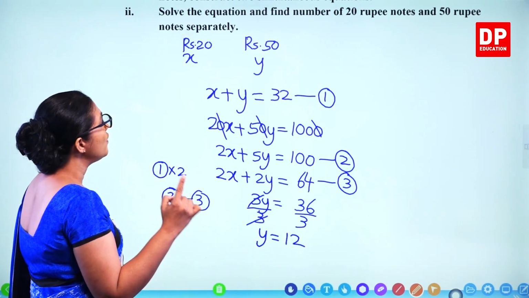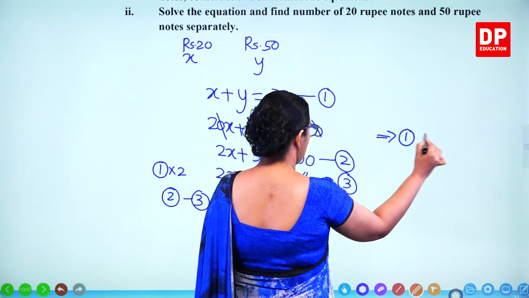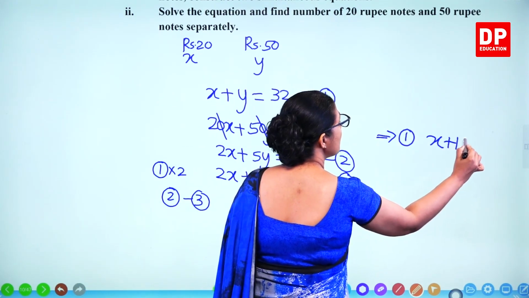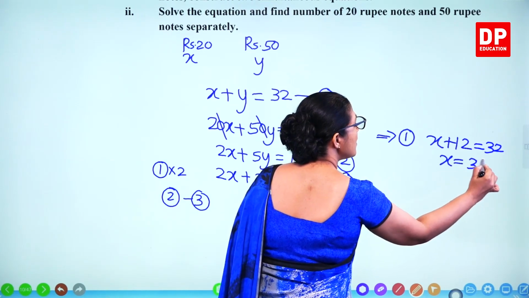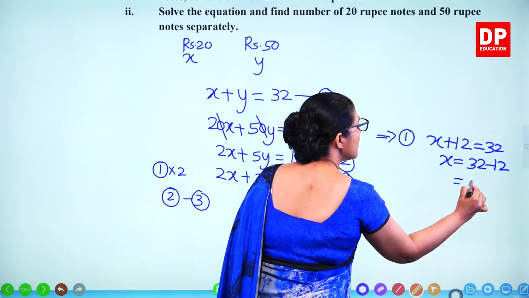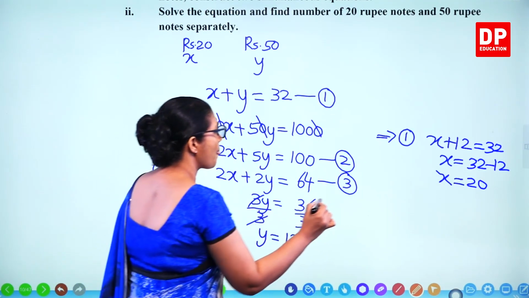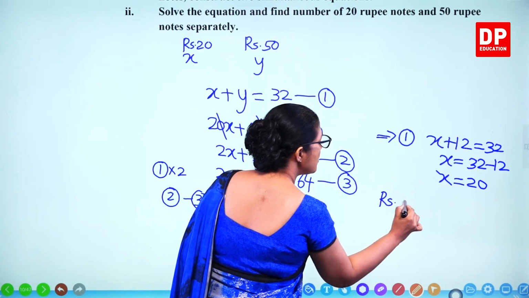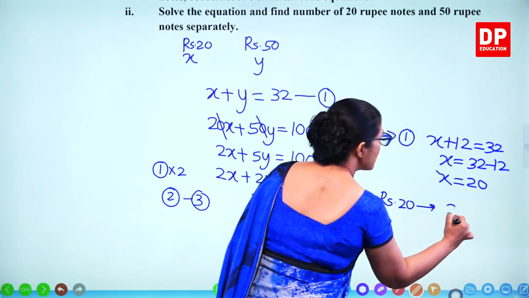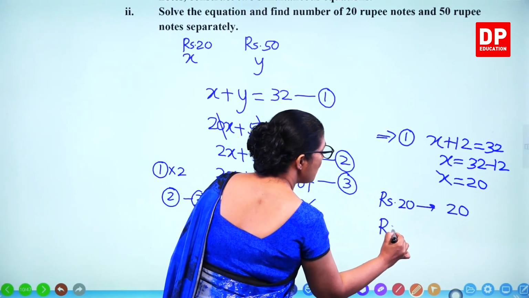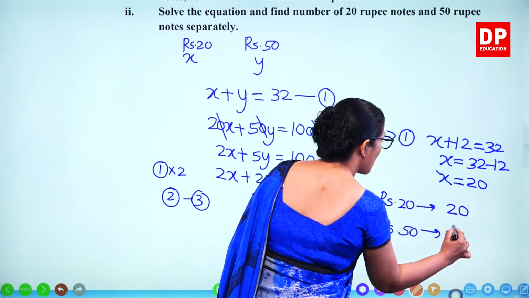Y is 12. So we'll take the first equation and substitute. X plus 12 is 32. So what is the X value? 32 minus 12, you get X. So that means how many 20 rupee notes? 20. How many 50 rupee notes? That's 12.